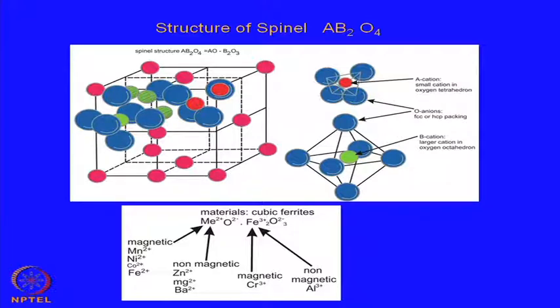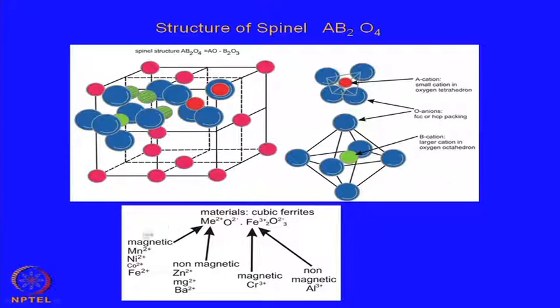You will find this when the B cation is iron, and iron can have two different valency states, one is 2 plus, another is 3 plus. Of course, in this case it will be 3 plus, Fe2O3. So whenever Fe2O3 is there, that spinel structure will have an inverse spinel structure.